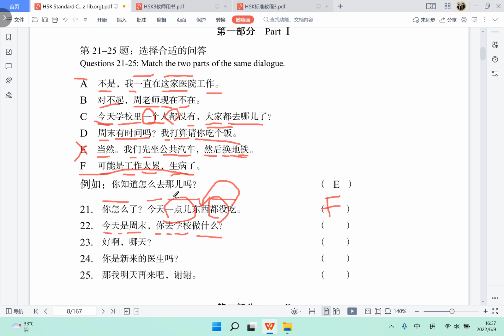去学校做什么？学校今天学校里一个人都没有，大家都去哪儿了？And the reply is 今天是周末，你去学校做什么？So because it's weekend, there's nobody. 好，然后23，好啊，哪天？So okay, which day? So time, right? 周末有时间吗？So do you have time on the weekend? 我打算请你吃个饭。Reply 好啊，哪天？Okay, which day?